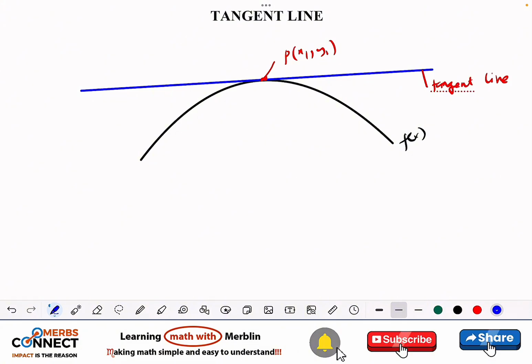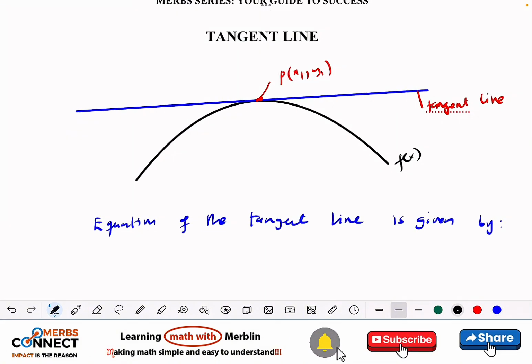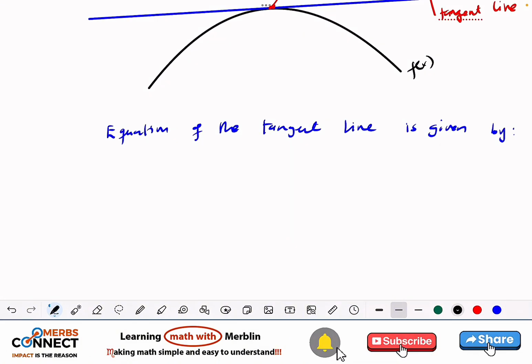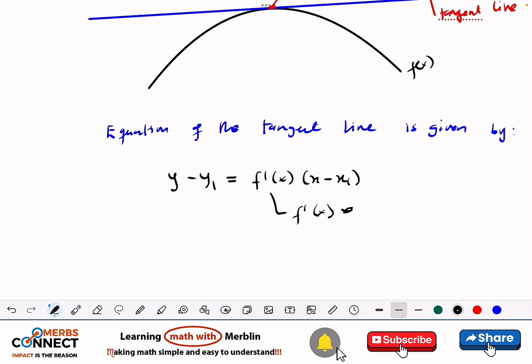And whenever we are talking about the tangent line, we are talking about the equation of the tangent line. So the equation of the tangent line is given by... Now remember, we talked about the equation of the tangent when we were talking about circles, so don't get yourself confused. So this is going to give us y minus y1 is equal to f prime of x times (x minus x1). The f prime can be the same as dy over dx.